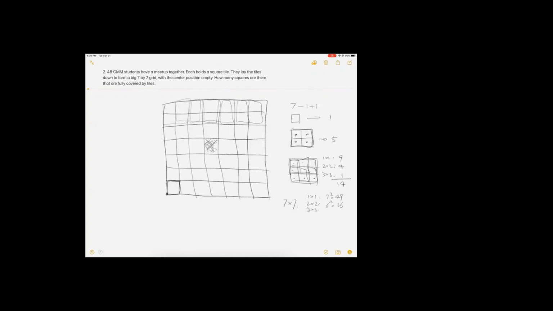3 by 3 squares, we have 5 squared equals 25, right? And then 4 by 4 squares, we have 4 squared equals 16. And 5 by 5 squares, we have 3 squared equals 9. 6 by 6 squares, 2 squared equals 4. 7 by 7 square, we have 1 squared equals 1. Okay, add them up. Add all these numbers up. We know how many squares a 7 by 7 square covers. Okay, so let's add them.